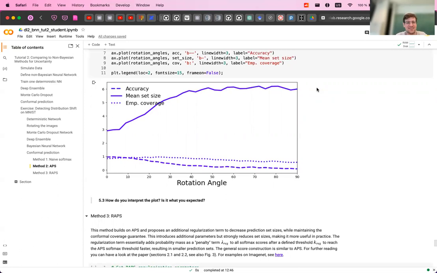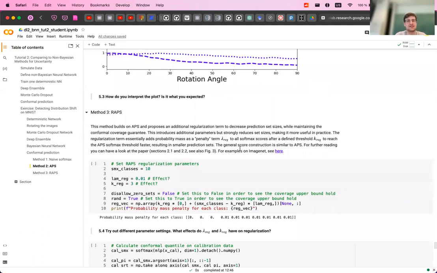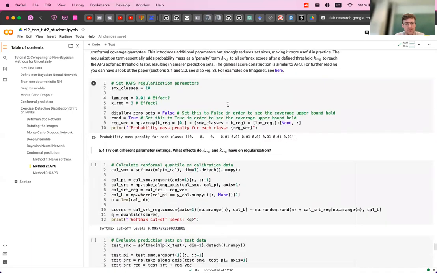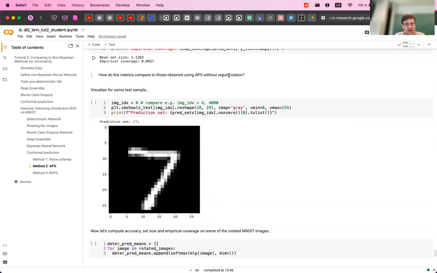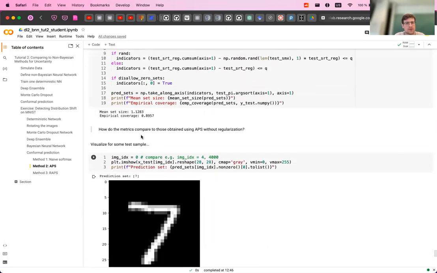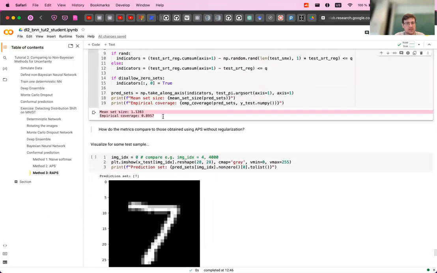In this case, this paper basically added a regularization term to improve the set size. So we can run the whole game here. We get the same kind of ideas, but now what's really nice to see is the coverage is, first of all, closer to 90, which is good. So you don't overcover, and your set size is much smaller.